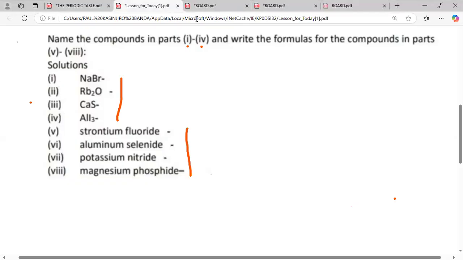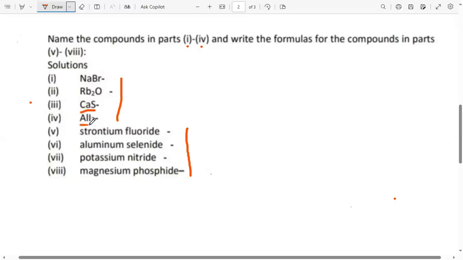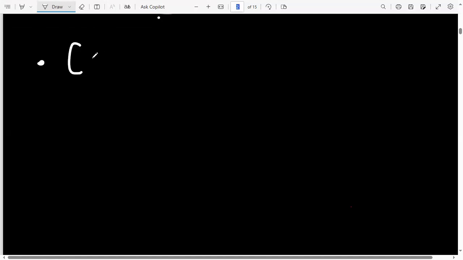So from the questions, what do we have? We have CaS, okay, and then there we have AlI3. Okay, so let's name this one here. So we have Ca and then S. Okay, so the system is the same. We're going to get the name of this metal, and then to the name of this non-metal, we're going to add IDE. Okay, so this is what? What is Ca? It's calcium from the what?